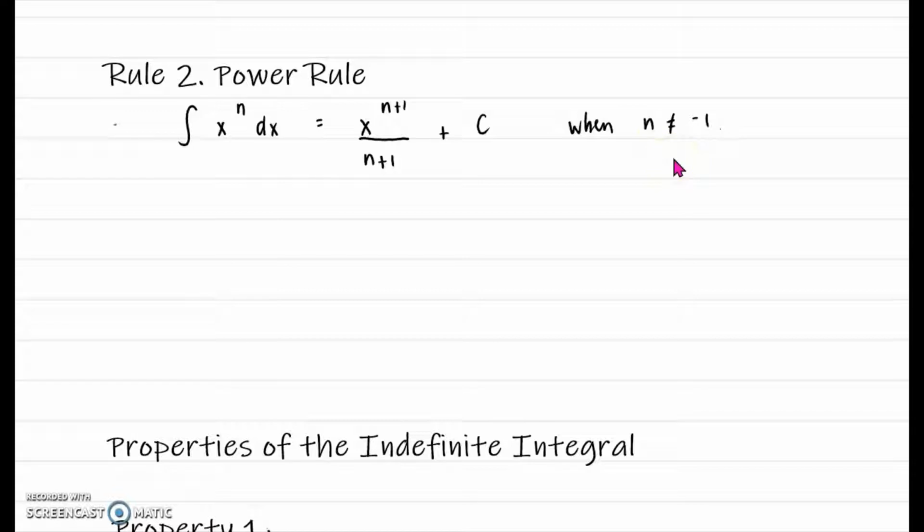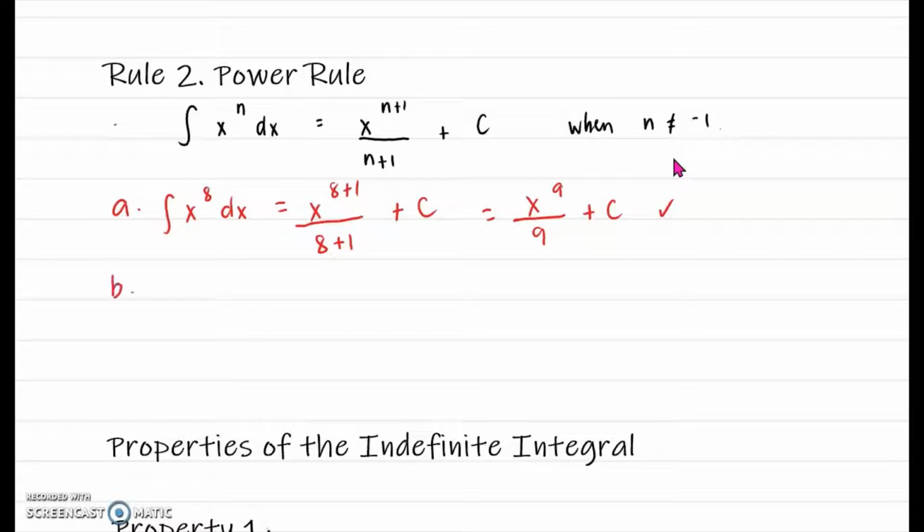So let's have here an example. Let's have the integral of x raised to 8 with respect to x. So our n here is 8. Following our power rule, we have x raised to 8 plus 1 over 8 plus 1 plus c. That would be equal to x raised to 9 over 9 plus c. And that's already our final answer.